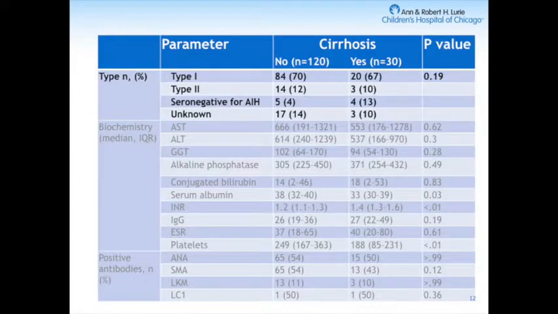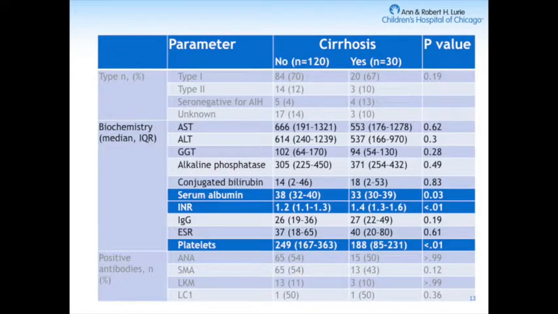So they looked at who had cirrhosis: 120 did not have cirrhosis and 30 did. And it was evenly split between type 1 and type 2. Seronegative just means they didn't have anti-smooth muscle or anti-LKM antibodies. And when you look at the albumin, it's obviously lower in the group that had cirrhosis. The INR, or the clotting, was worse in those that had cirrhosis, and the platelets were also lower.